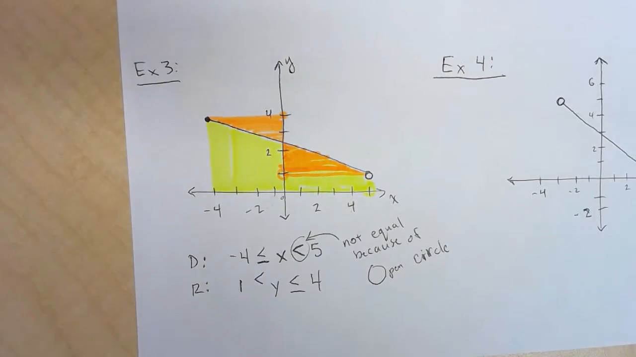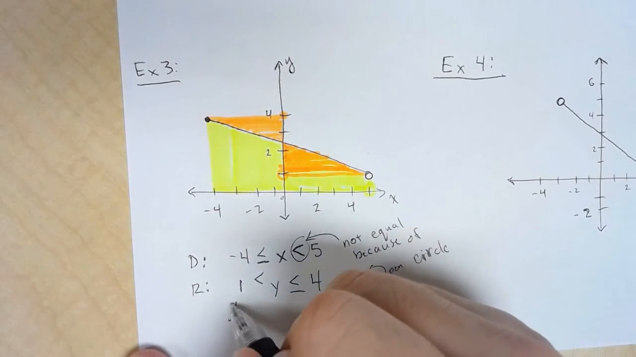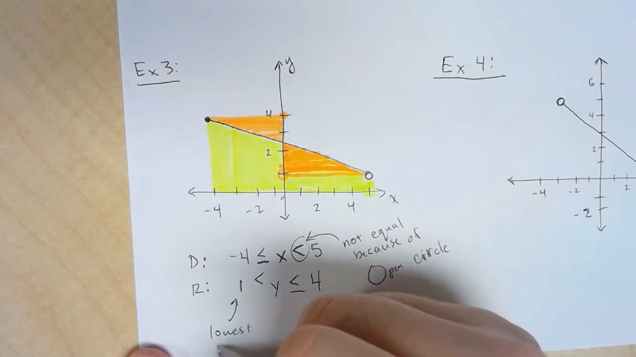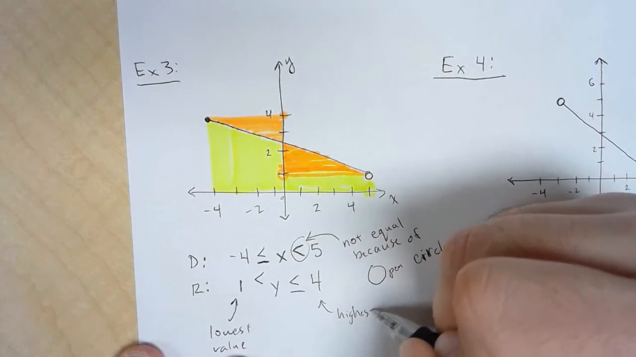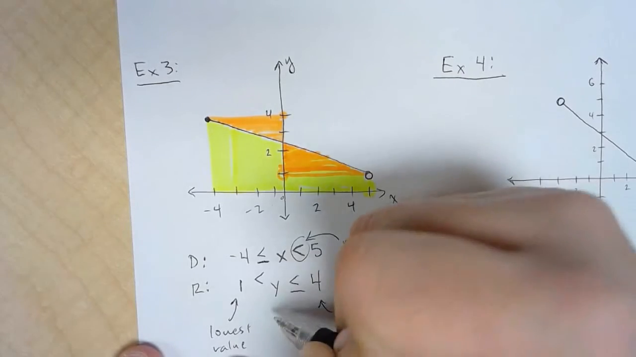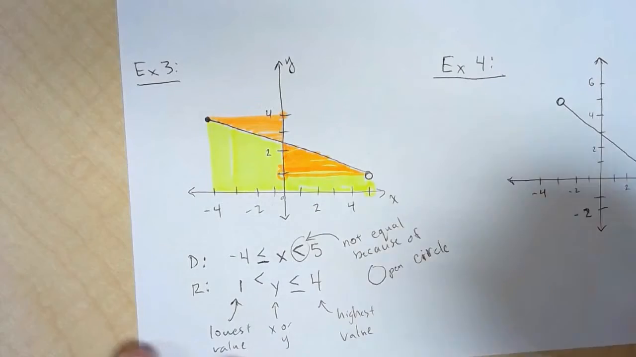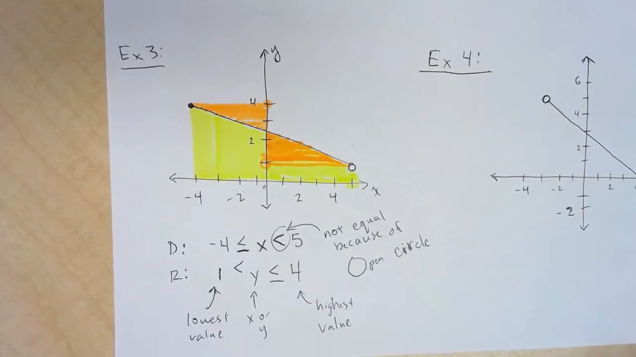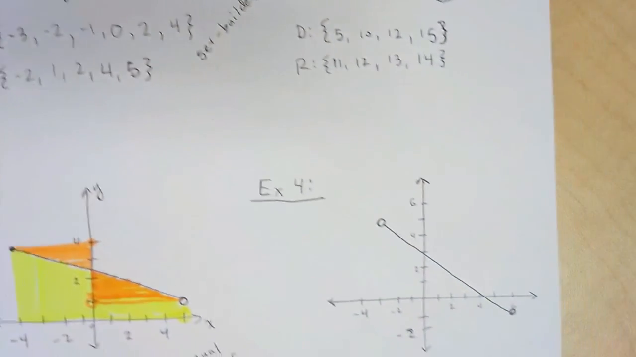So when we're looking at this, it's just important that we say, oh, here's our lowest, here's our highest. So we're always going to go lowest value all the way to the highest value, and then whatever variable you have. So either x or y, depending upon whether it's domain or range. So lowest value to the highest value, and then you've got to pay attention to your open circle versus closed circle stuff. Alright, example 4 is very similar to example 3.